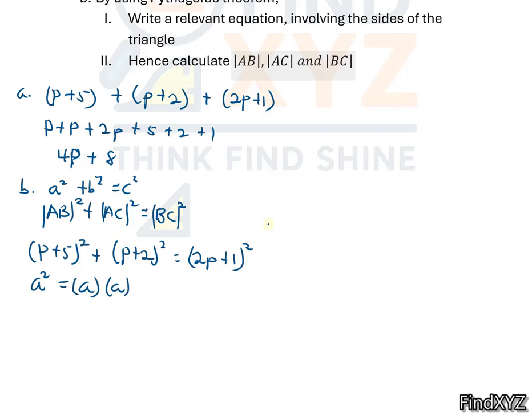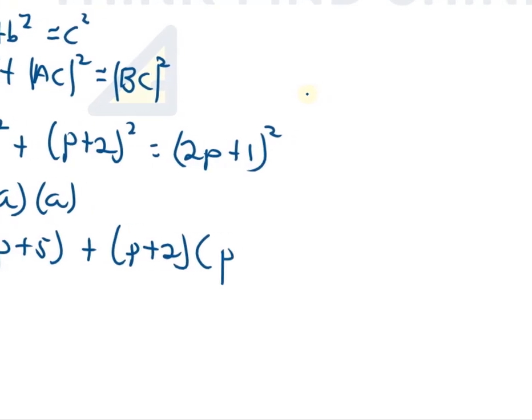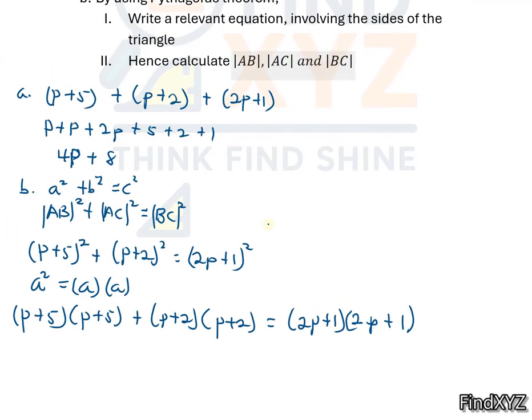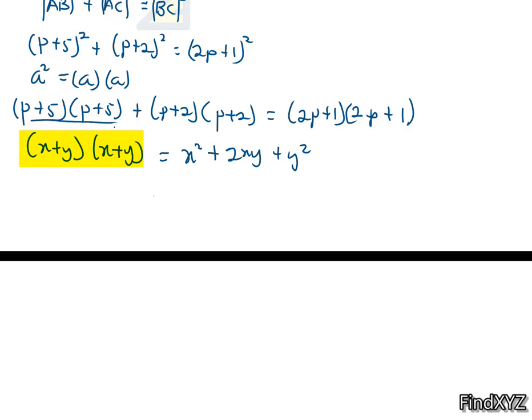So I have (P plus 5) all squared. I can write this as (P plus 5) and another (P plus 5), meaning that there are 2. Similarly, I can do the same thing here. So (P plus 2) and I write again another (P plus 2). Then (2P plus 1), then I repeat it, (2P plus 1). I'm going to use an algebraic identity to solve this. Now, in algebra, we know that if I have (x plus y) multiplying another (x plus y), this is x squared plus 2xy plus y squared. So you realize that this is identical to this identity, and in place of this I can replace this.